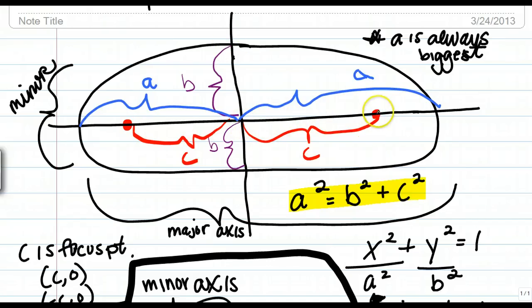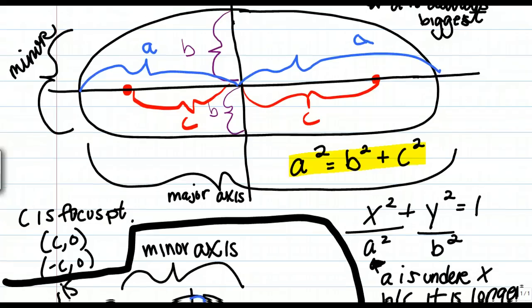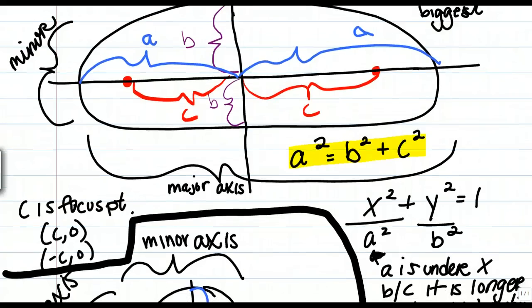And you will have a focus point. These are your focus points. The distance from the center to the focus point is still c. You have an equation just like before with parabolas. You had a equals 1 over 4c. This time you have a squared equals b squared plus c squared, and you will use that to help you find different parts of your graph and your equation.